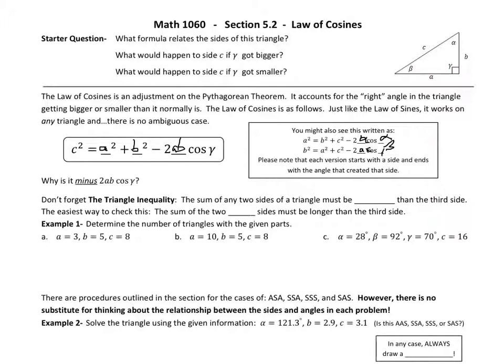Now, how to remember to keep those three equations straight. Notice here it says, please note that each version starts with the side and ends with the angle that created that side. So notice on our main one here we have c squared, we have c here and gamma here. We have a here and alpha here, b here and beta here.